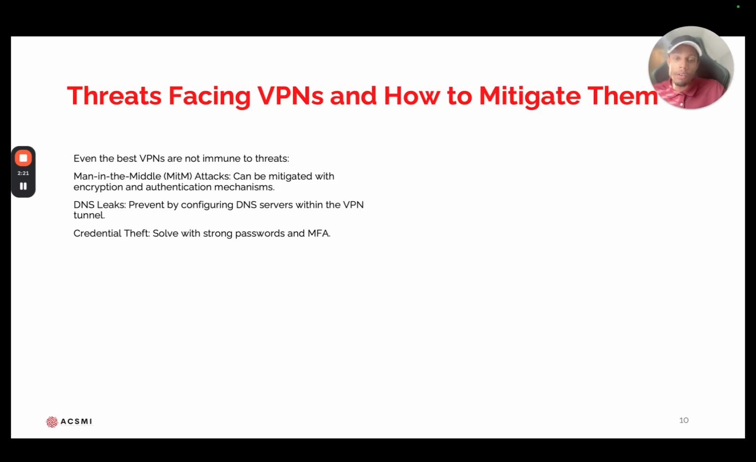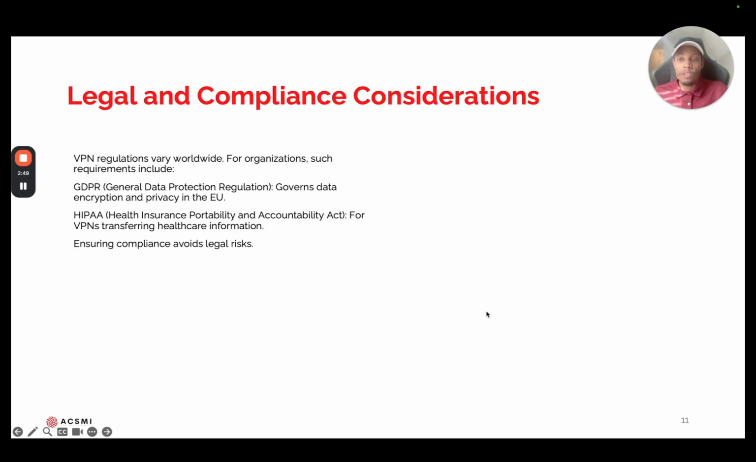Now, the threats though, how do we mitigate these threats? Well, we have man-in-the-middle, DNS leaks, credential theft. So a man-in-the-middle attack can be mitigated with encryption and authentication. The DNS leak itself can be prevented with the use of DNS servers within that VPN tunnel, right? So you've got to combine those two to help out with the leakage of that DNS traffic. And then you want to solve the issue with credential theft with strong passwords and, of course, multi-factor authentication.